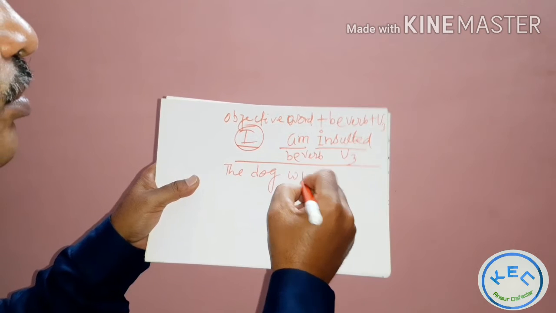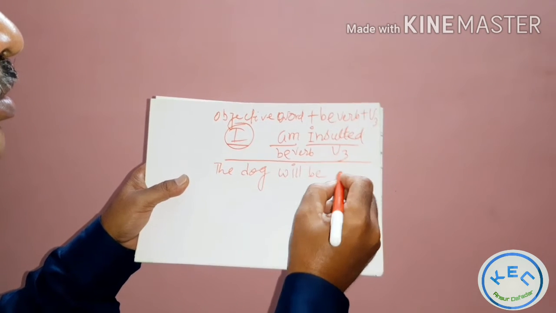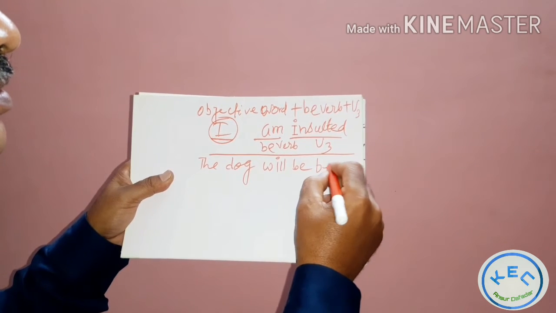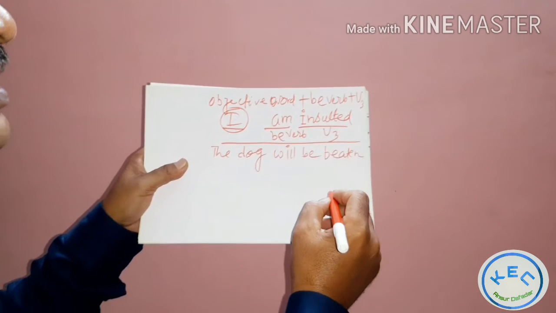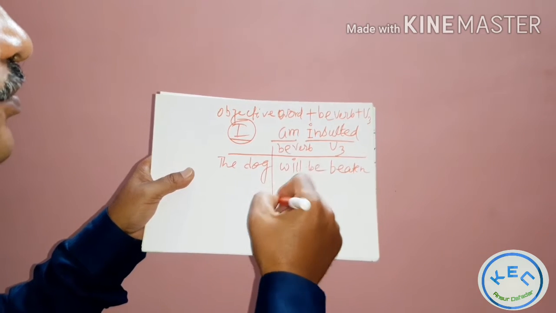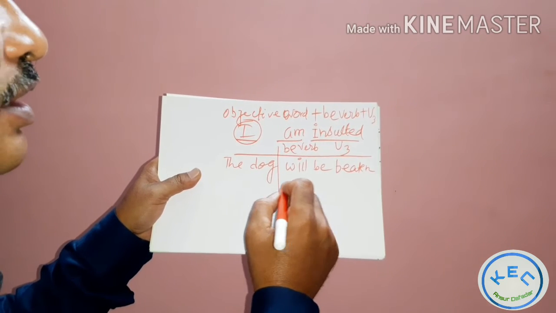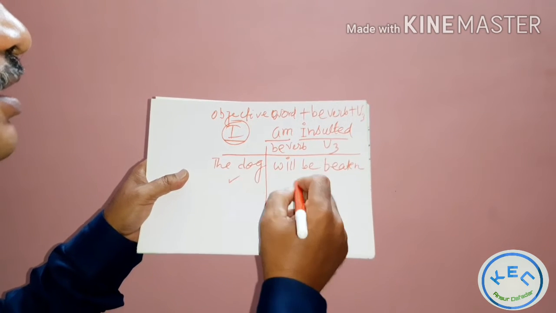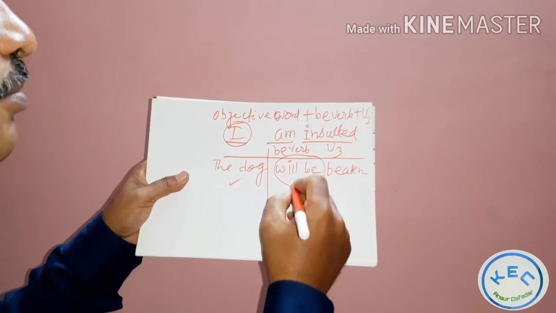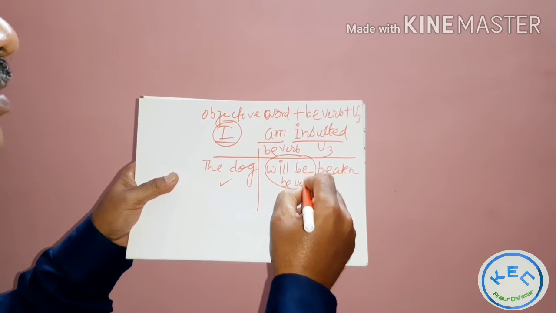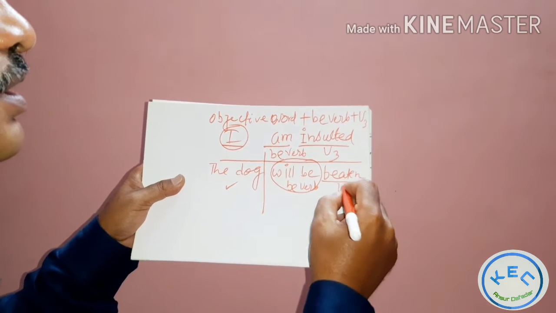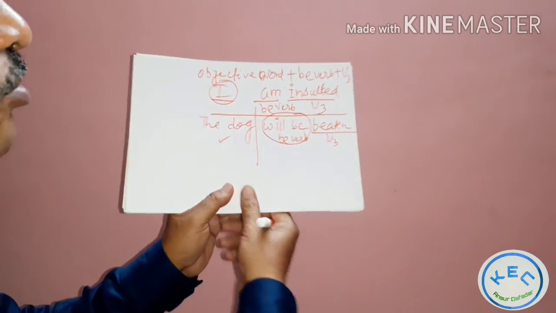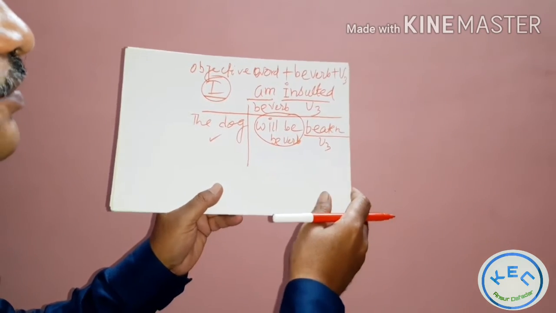The dog will be beaten. This was the object and here it has become the subject. Will be is the be verb and beaten is V3. This is the construction of common passive voice sentences.